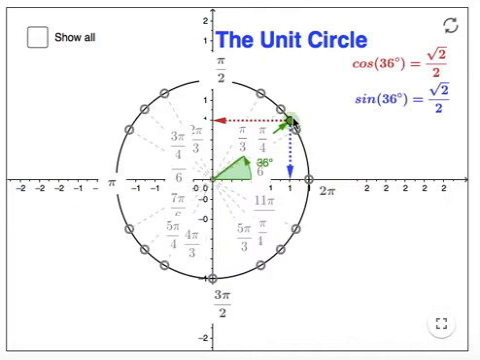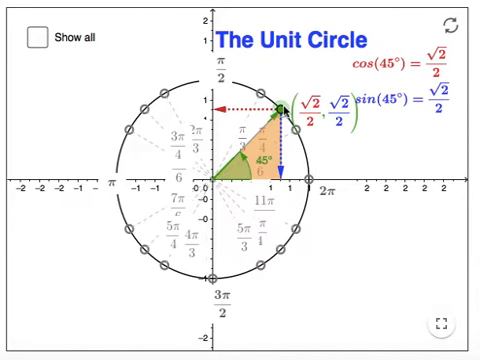As we move to 45 degrees, root 2 over 2 is the length of the horizontal, and root 2 over 2 is the length of the vertical. In lots of other textbooks this is a rationalized denominator. If you leave this as 1 over root 2, that's perfectly fine as well.